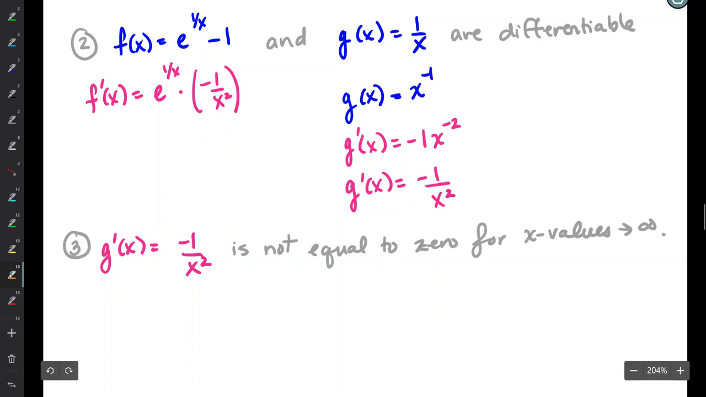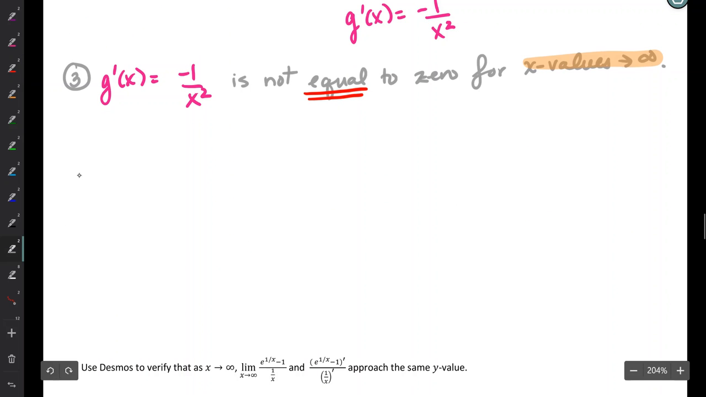Now, note that the limit as x goes to positive infinity of minus 1 over x squared, that is minus 1 over huge. That limit is 0, but we're saying in L'Hopital's rule, we don't want the derivative of the denominator function to be equal to 0 for x values near where you're approaching. And that is the case here. Okay? So by 1, 2, and 3, we can use L'Hopital's rule.